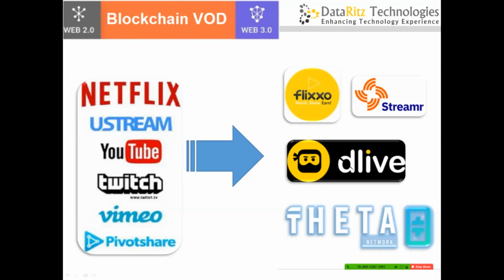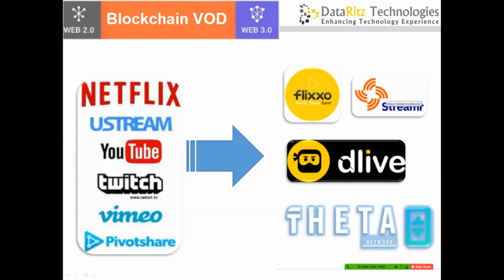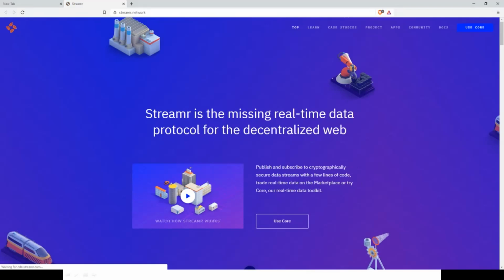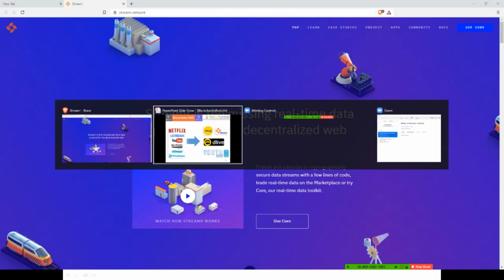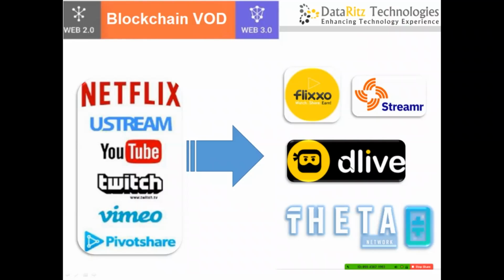Take an example, say DLive or say Flexo or Streamer. I'll show you one if things are okay. So just see this Streamer. It's a real-time data protocol, decentralized web. You can click on other things, just try to visit and see how things are going to change. So there are a lot of things, Streamer, DLive.